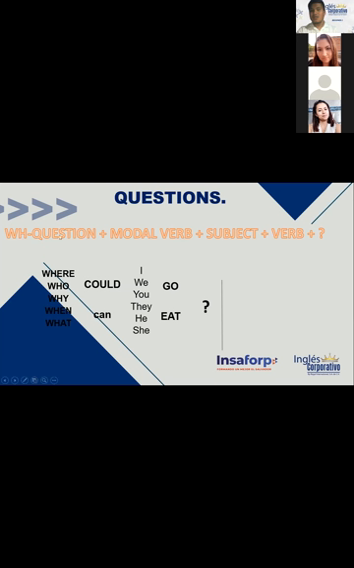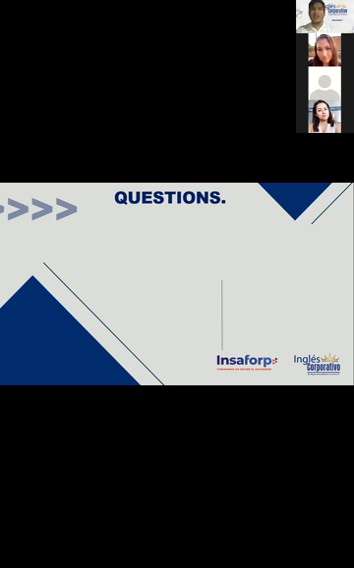So example. Let me show you the examples. We can say, where could we go? Where could we go? ¿Dónde podríamos ir? What can you eat? ¿Qué puedes comer? So, if you want to use a WH question at the beginning, you can use it, but you have to be pretty sure about what you are asking or how to use the WH question. And because we already saw the use of WH questions, I'm pretty sure that you already know how to use them.